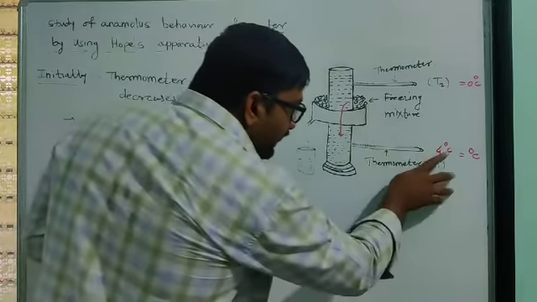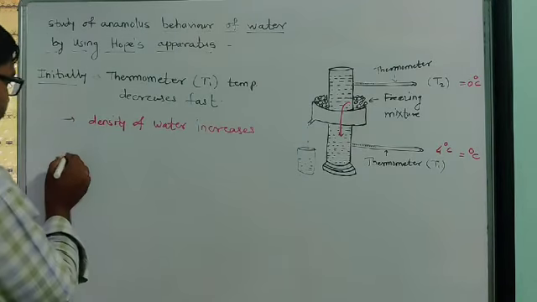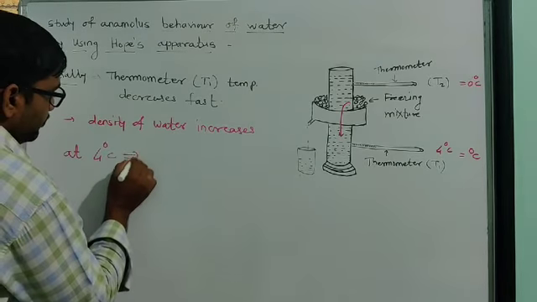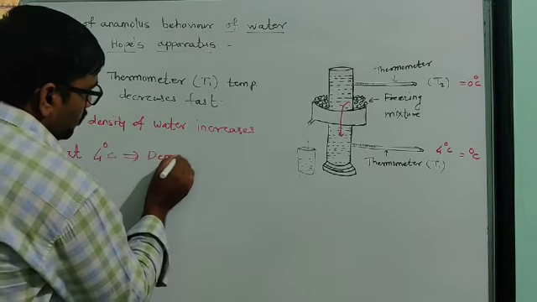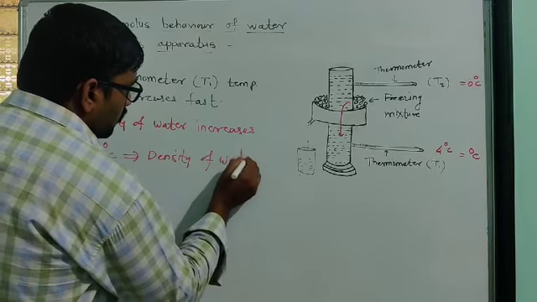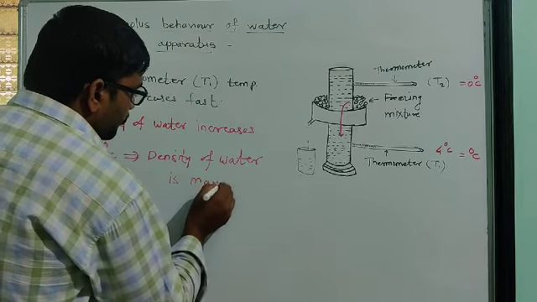As it reaches 4 degrees Celsius, we know what happens at 4 degrees Celsius: the density of water is maximum.